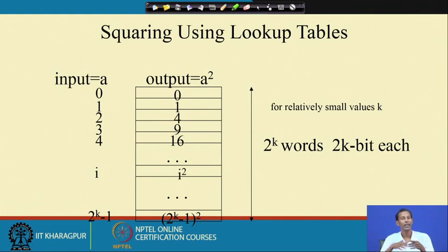But the thing is that as the k value becomes more, I require more area as well as more power. Though the complexity will be lesser, the consumption of area and power will be on the higher side. So in that case it is not suggested to use this kind of architecture for the squaring operation.